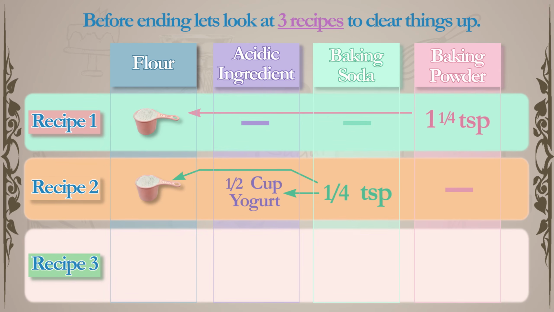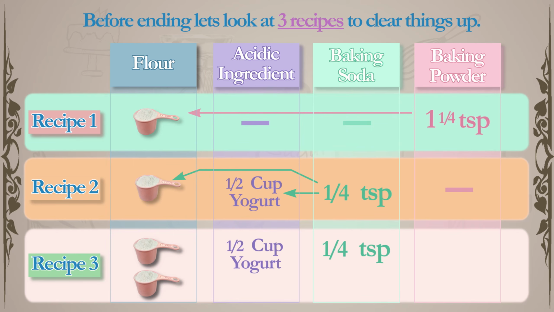But what if it's a larger recipe and you're using half cup of yogurt and 2 cups of flour? Then quarter teaspoon of baking soda will neutralize half cup of yogurt and rise 1 cup of flour. For the second cup of flour, instead of using quarter teaspoon of baking soda, use 1 1/4 teaspoon baking powder because there is no acidic ingredient left to activate another quarter teaspoon of baking soda.